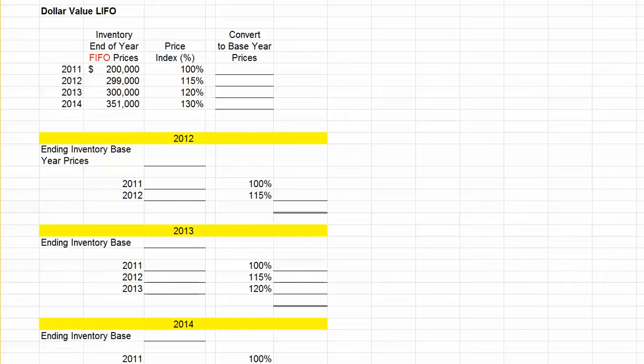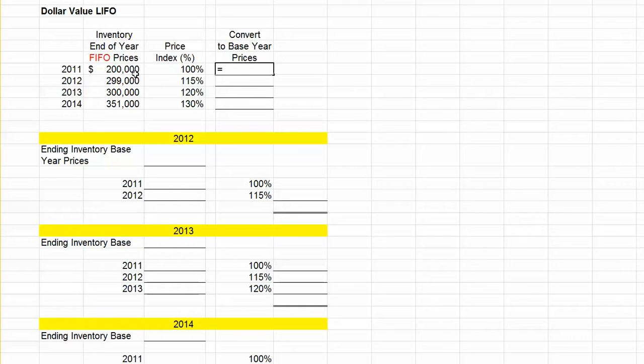In this video, we'll review the steps that we undertake to convert FIFO value inventory to a LIFO basis using dollar value LIFO. Again, the assumption is firms maintain inventory records on a FIFO basis because it's easier to track based on recent prices.